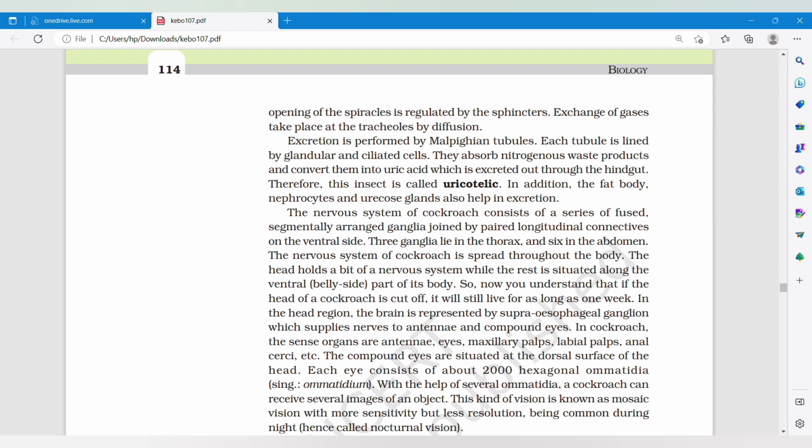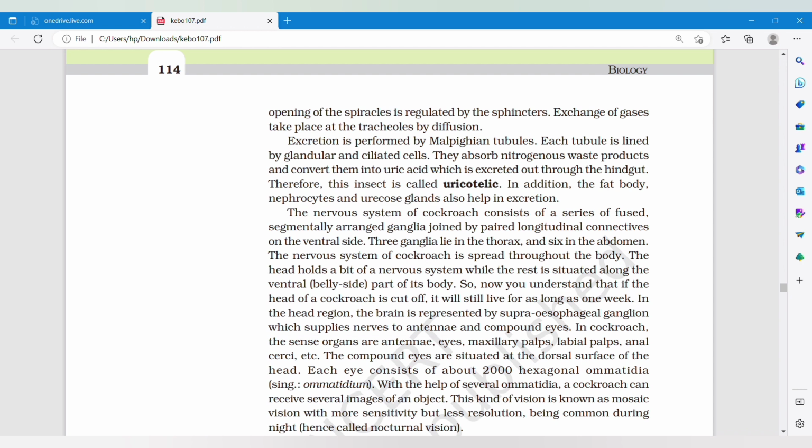So now you can understand that if the cockroach head is cut off, it will still live for as long as 1 week. In the head region, the brain is represented by the supraesophageal ganglion, which supplies nerves to antennae and compound eyes. In cockroach, the sense organs are antennae, eyes, maxillary palps, labial palps, and anal cerci. The compound eyes are situated at the dorsal surface of the head.